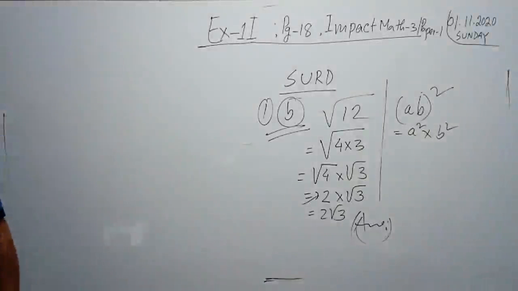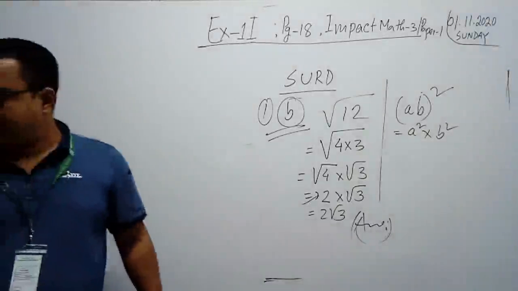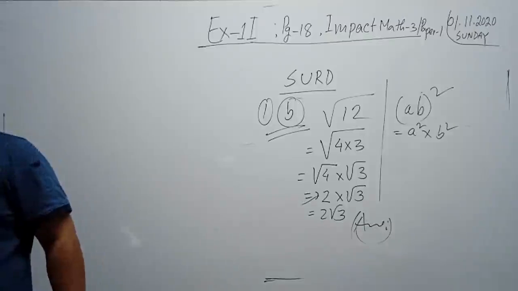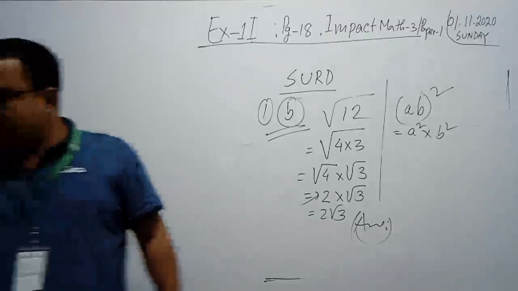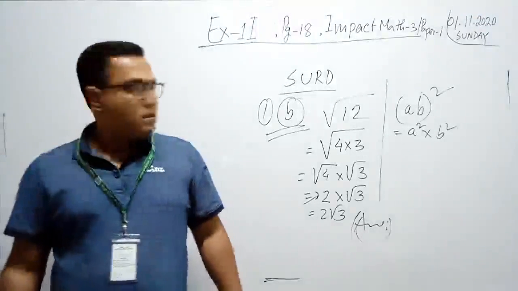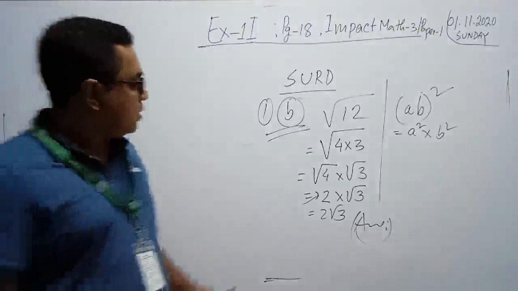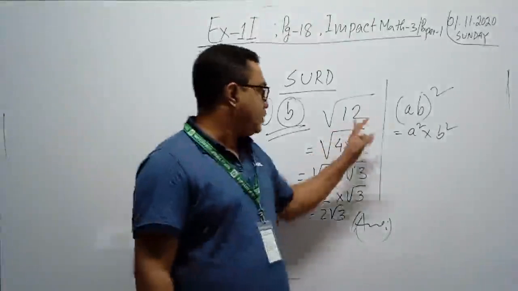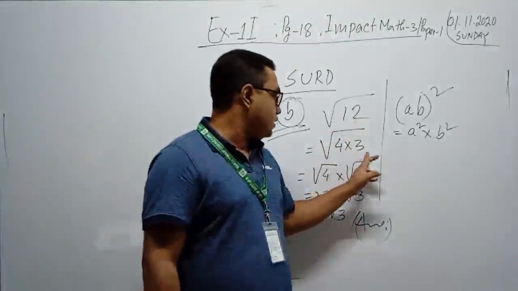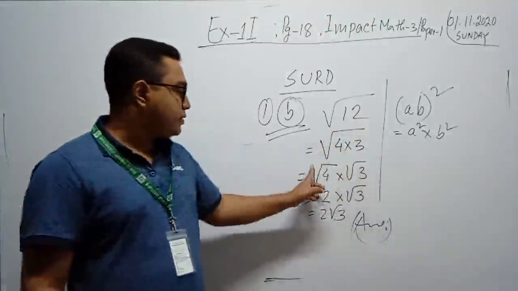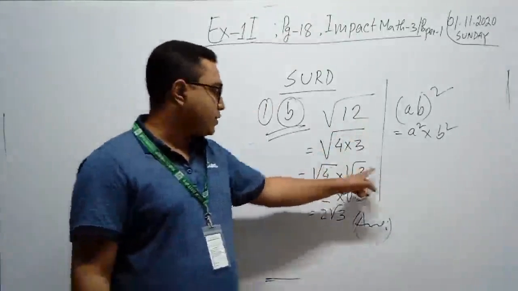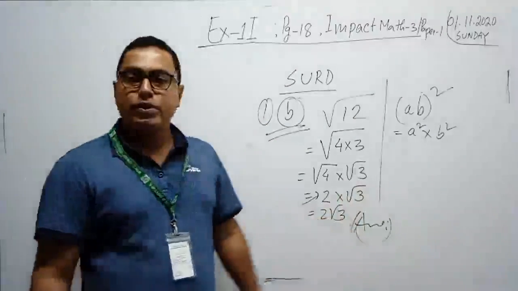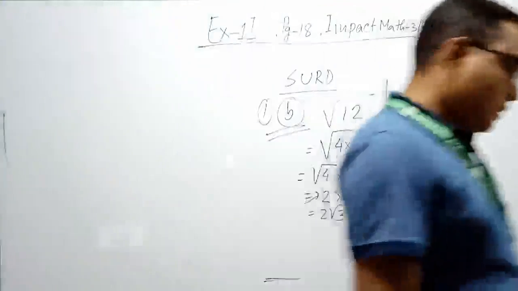I didn't understand what is the full form of surd. I understand the question. Square root of 12, here 4 times 3, the root will be distributed. So square root of 4 into square root of 3, square root of 4 is 2, multiplied by the square root of 3. So write it together. I hope this is the answer.